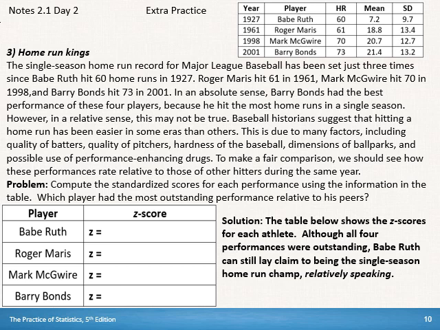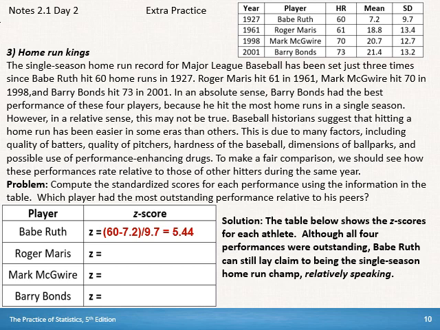So let's do Babe Ruth. Let's do that calculation. You can see the calculation for Babe Ruth is 60 minus the mean, which is 7.2, and divide by the standard deviation of 9.7. That gives 5.44, so almost 5.5 standard deviations above the mean. That's way out there. I mean, that is huge.